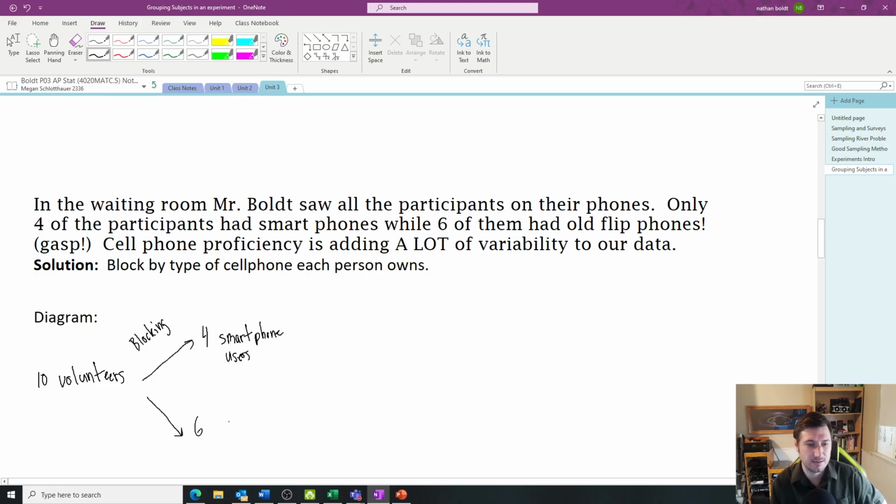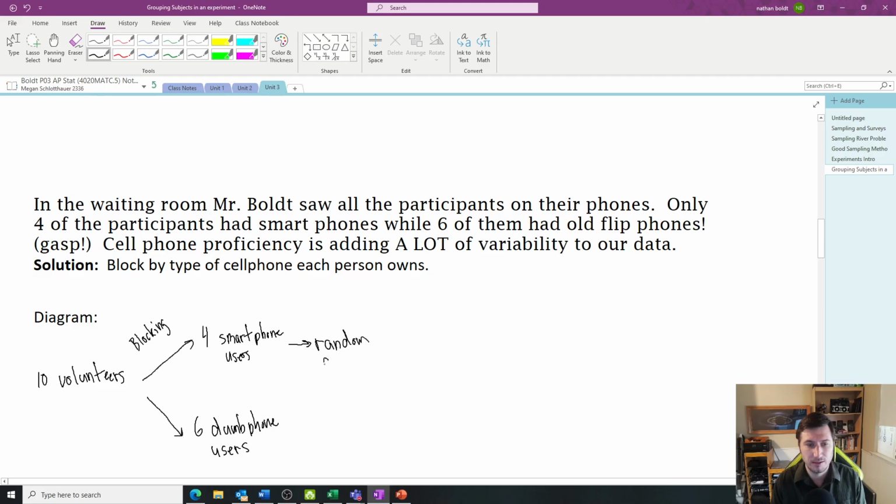And our 6 dumb phone users down here. All right, we're separating them out because we know they're different. And that is not random. All right, we do that purposefully. But we have to do something random. So what we now do is each of those blocks, we now do a random assignment in each block.